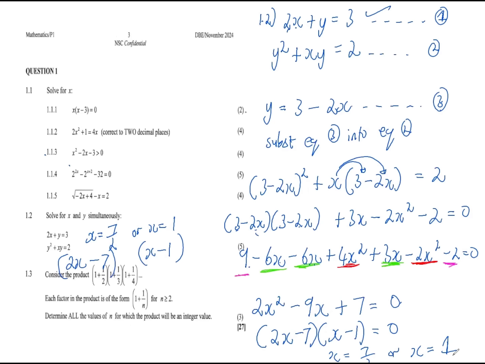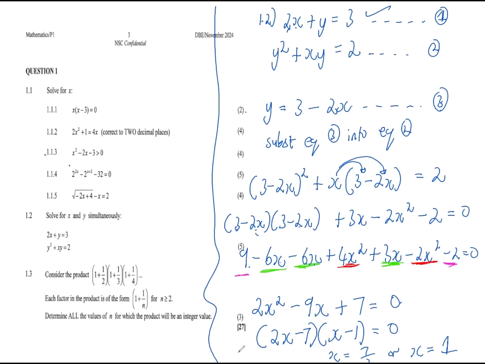Those are the values. But then remember, this is simultaneous, right? Simultaneous means that we solve for x and y. So since we have our x values, now it's time for us to find our y values. But how do we find the y values? You have to go back to the standard form equation, which is equation number 3. And then now you're going to say, for when x is equals to 7 over 2, you're going to have y is equals to 3 minus 2, and then 7 over 2. So which will give us what? So this and this will obviously cancel. 3 minus 7 will give us negative 4.